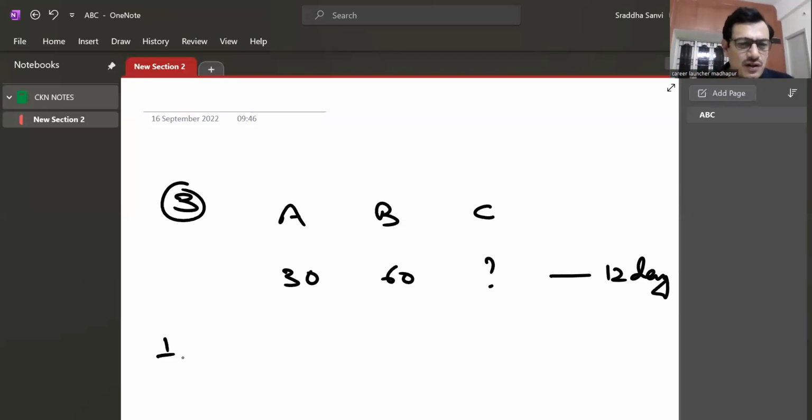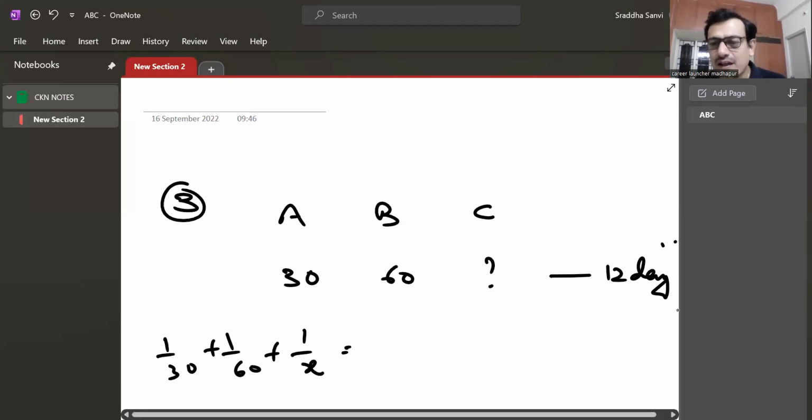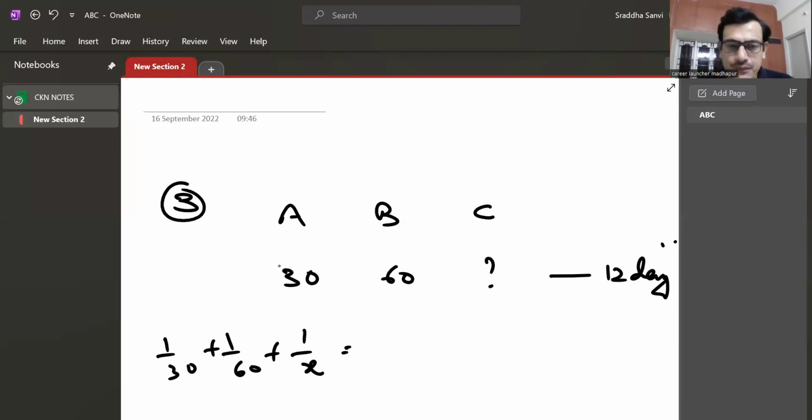I know a lot of students go for this method: 1 by 30 plus 1 by 60 plus C equal to 1 by X, and so on. These are the usual methods, right? But it's a very lengthy task. We need to have an alternate method.